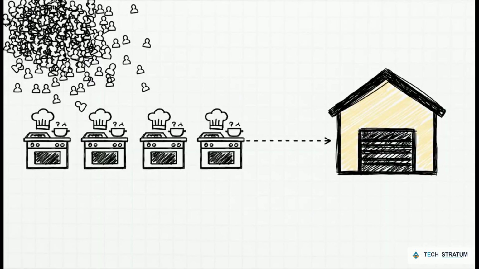Now, here's where this separation is just genius. Think about Amazon on Black Friday. They can instantly spin up thousands of extra kitchens, their application servers, to handle that insane flood of orders. And they can do it without messing with the warehouse, the database, which is way more complex. This ability to scale one part independently is what makes these systems so powerful.